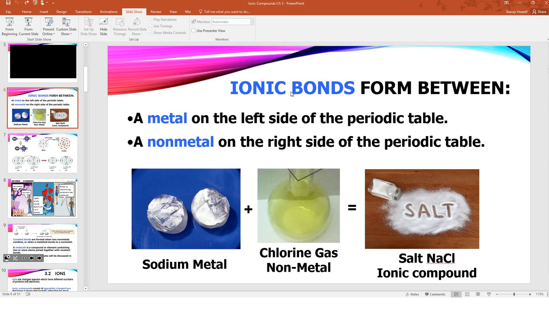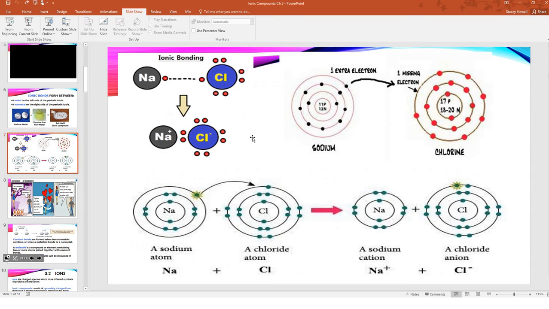Yes? What if you put two halogens together? That would be covalent for the most part. I'll be showing you a little bit later, I believe next time, how to actually find out what it would be described as.